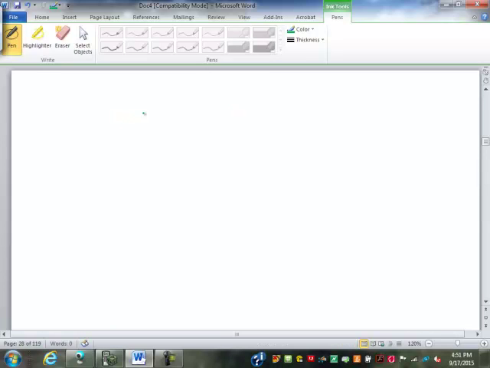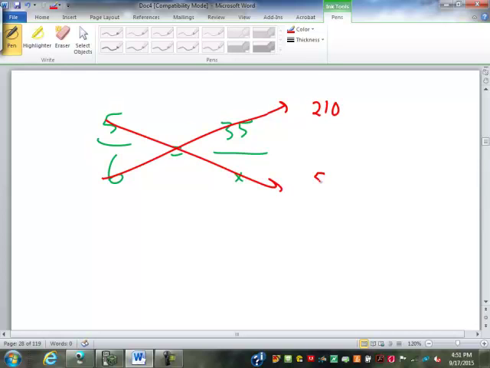Okay. Let's say I have a 5-to-6 ratio, and over here this number is 35. Now I know what x is. Rather than cross multiply, I cross multiply 6 times 35 is 210. 5 times x is 5x. And I could write my equation: 5x equals 210. But the first thing I'm going to do to solve this is divide by 5. So x equals 42.